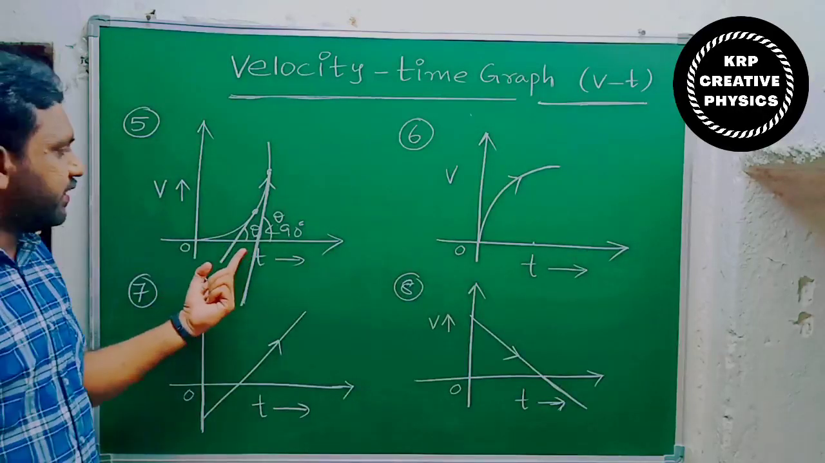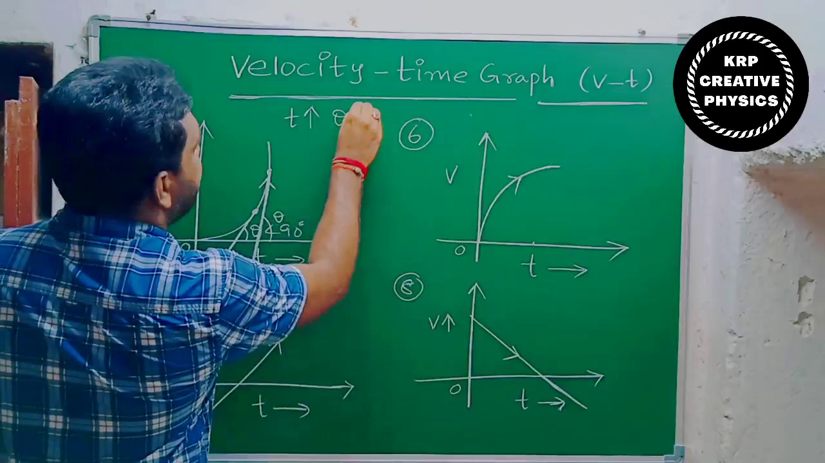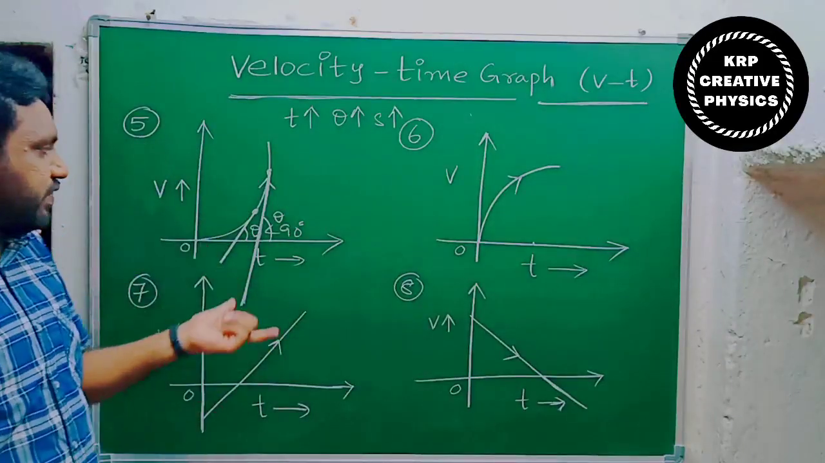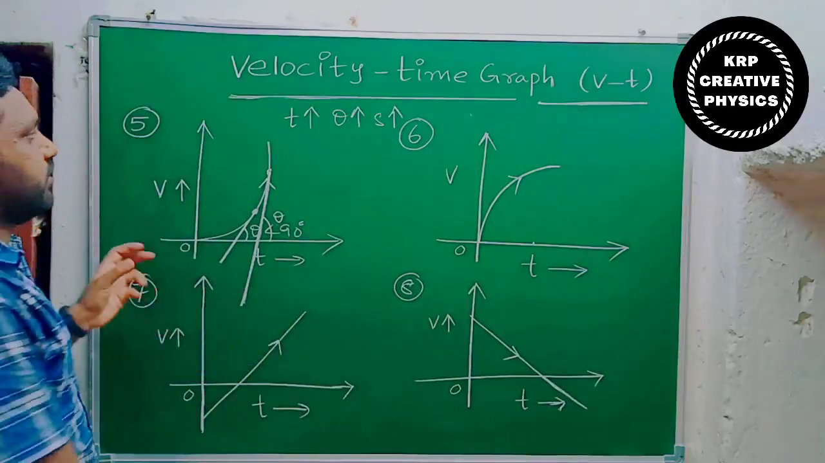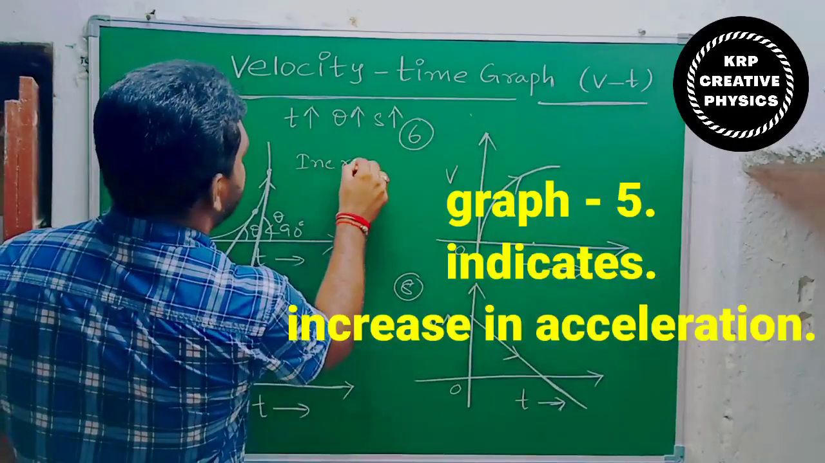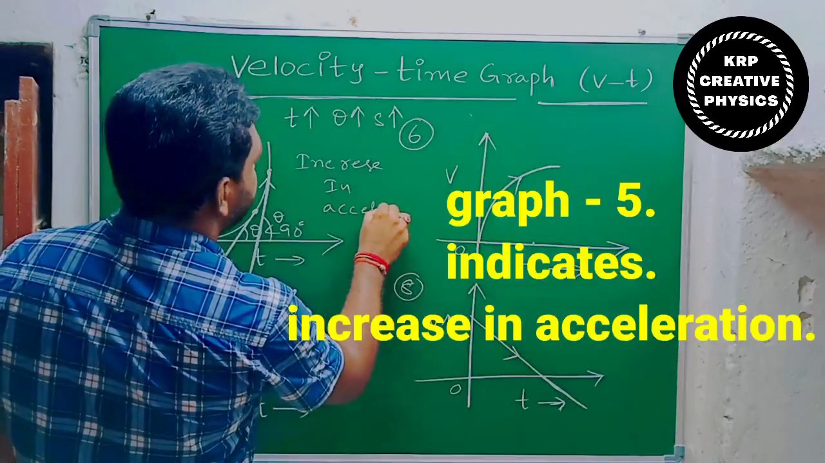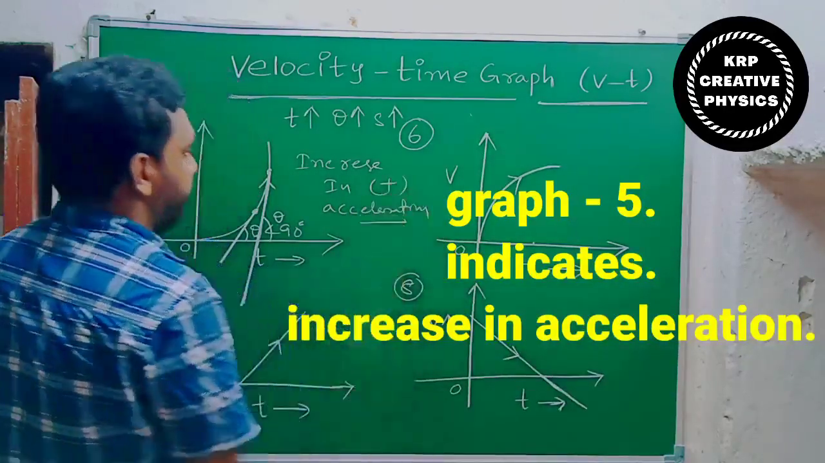So as time is increasing, the angle is increasing. Angle increasing means the slope is increasing. So what does slope increasing mean here? Acceleration is increasing. Very simple. So it represents an increase in acceleration. I am going to write: increase in acceleration. That is what you should remember, and that too it is positive.